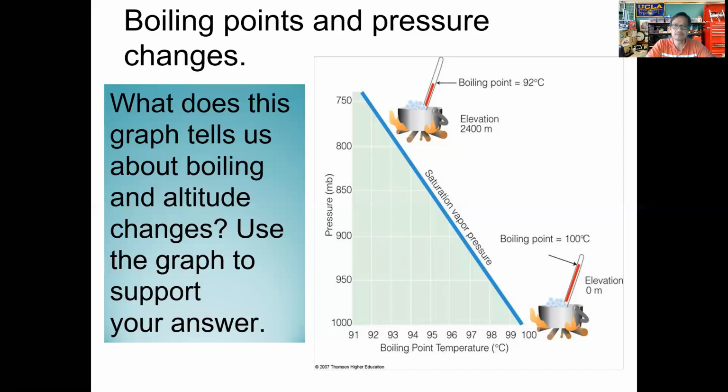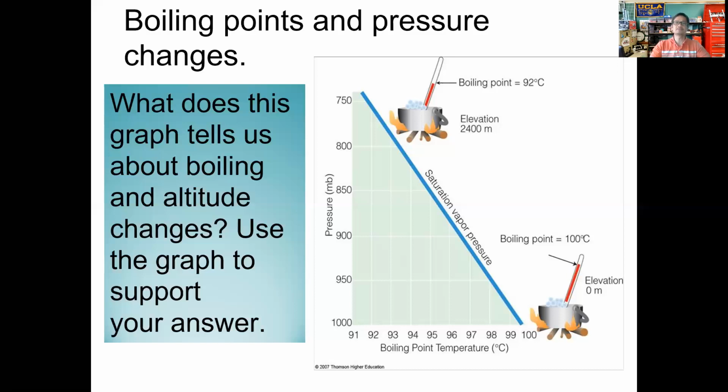Using this graph here, what does this graph tell us about altitude versus boiling? I'm running a little low on time here, so let's do this. Answer this question for tomorrow, and make sure you support your answer with the information from the graph. Again, the question is, what does this graph tell us about the boiling temperature and altitude?